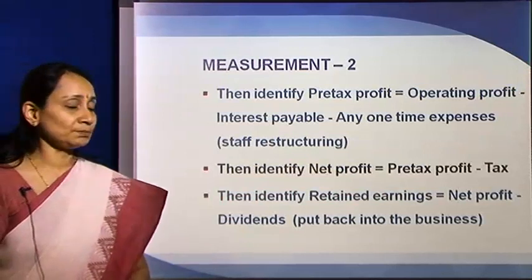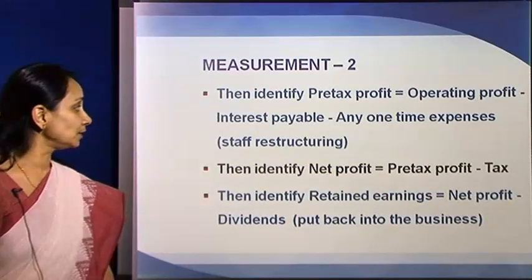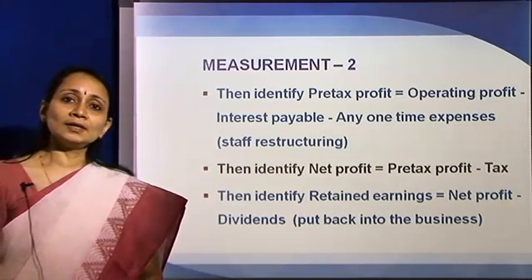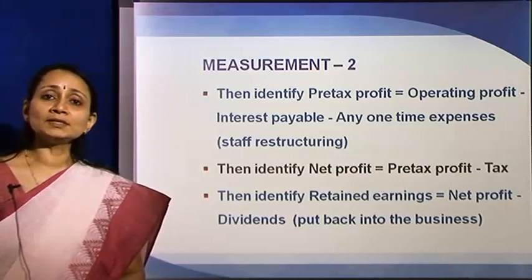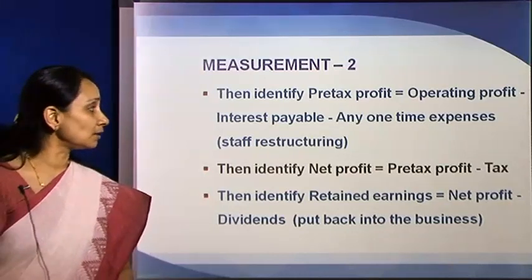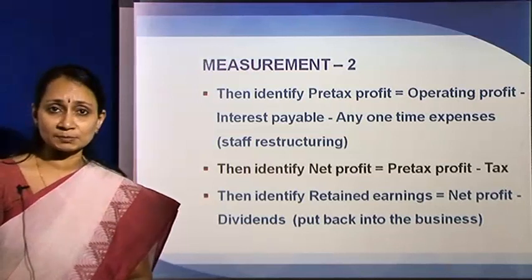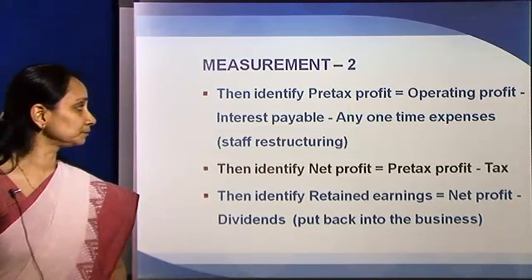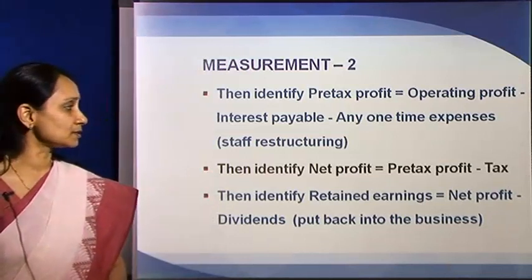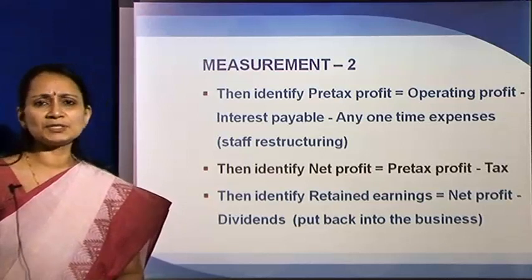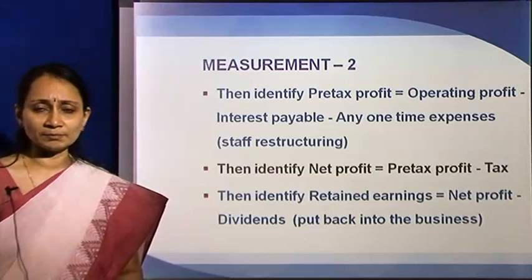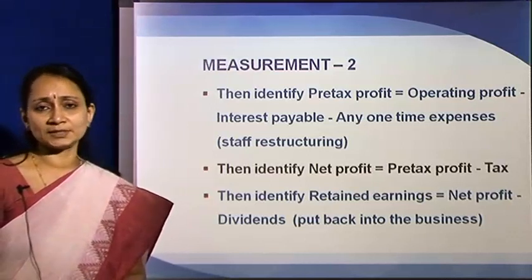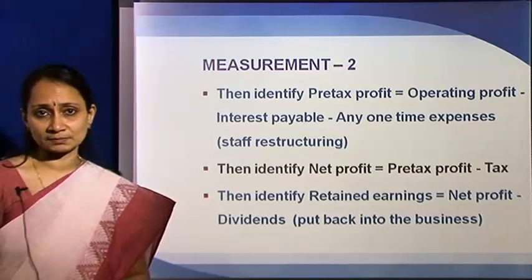Now, from the operating profit, we reduce interest payable and any one-time expenses. Interest is payable because a company takes debt. It has borrowings for conducting its business, and these borrowings come with a cost which is interest. Now, what are these one-time expenses? Now, these are exceptional items of expenditure or income which the company may incur or earn during a particular year. They are not recurring items.